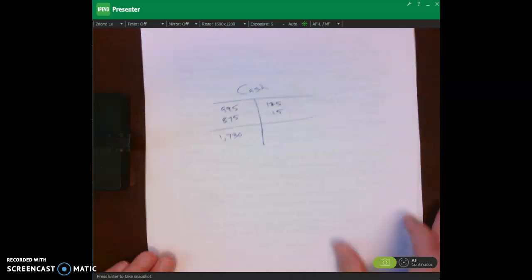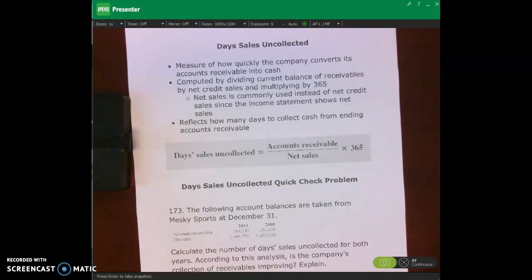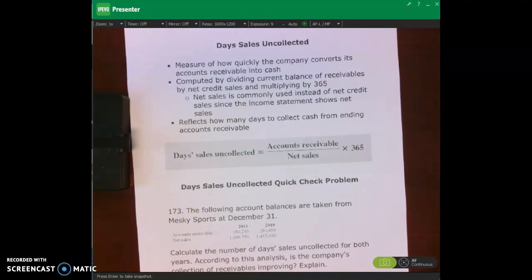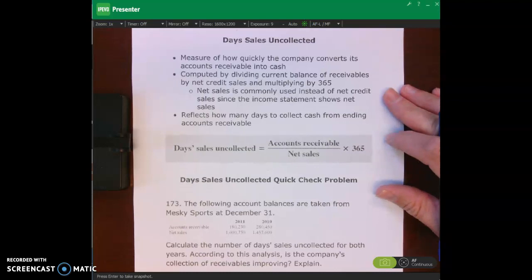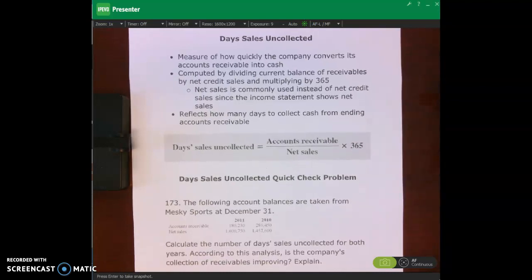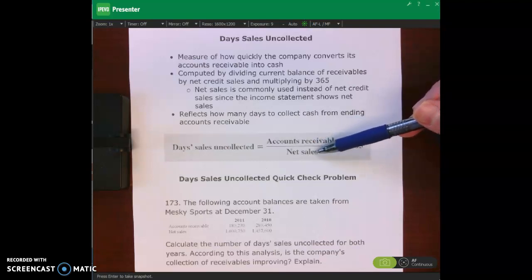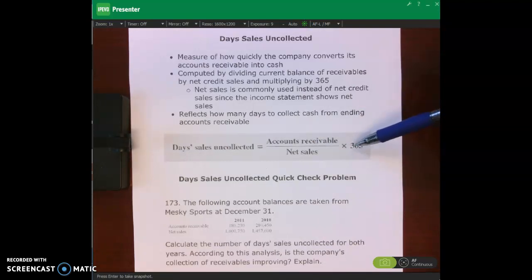Okay? All right, so now let's look at our final page here of Chapter 8, which is talking about our days sales uncollected. So this is a measure of how quickly our company converts its accounts receivable into cash. And this is important, right? Because we want to make sure that we collect on our accounts receivable quickly. The way we calculate that, we can see here in our figure, is we take our accounts receivable divided by our net sales times 365. So our days sales uncollected is represented in terms of days.